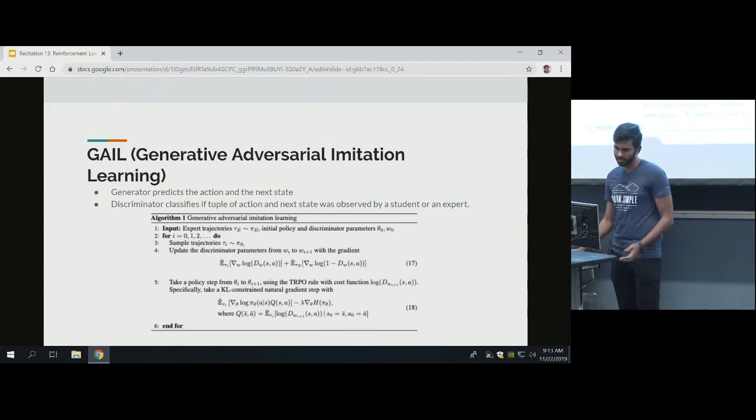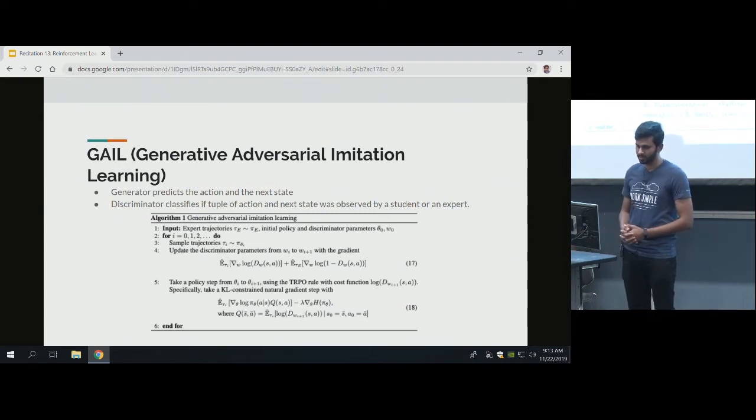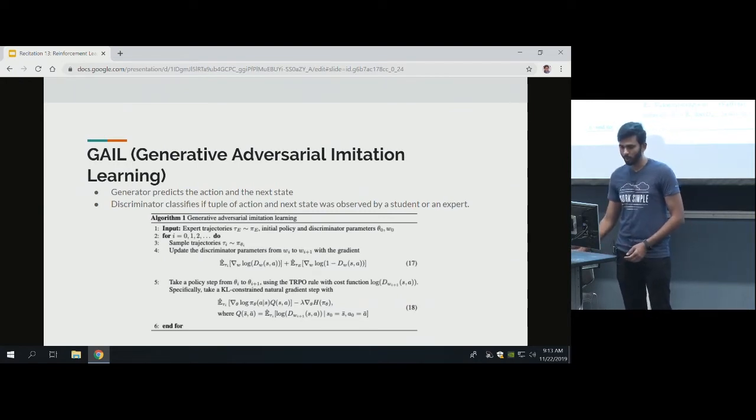So these are the 2 ways you could do imitation learning. Now let's move on to value functions and value iteration and policy iteration.